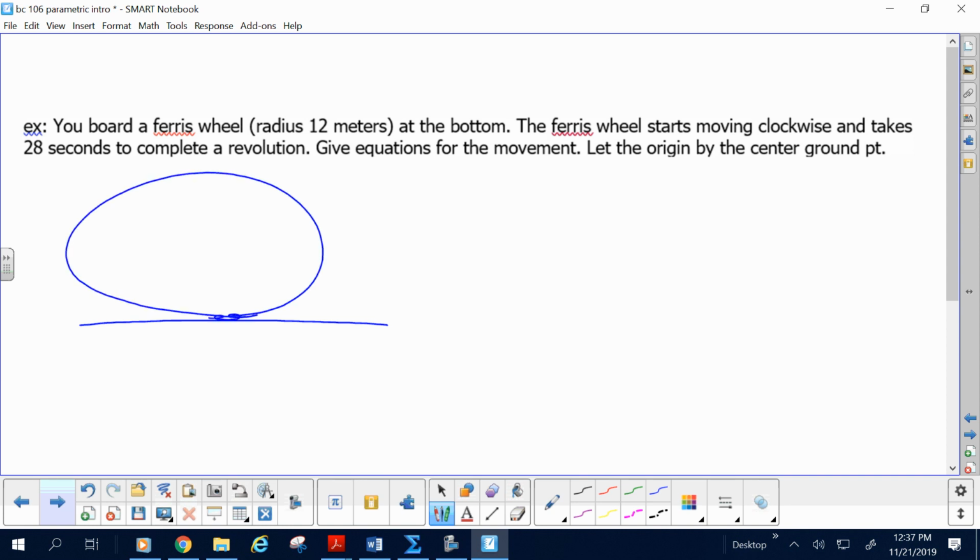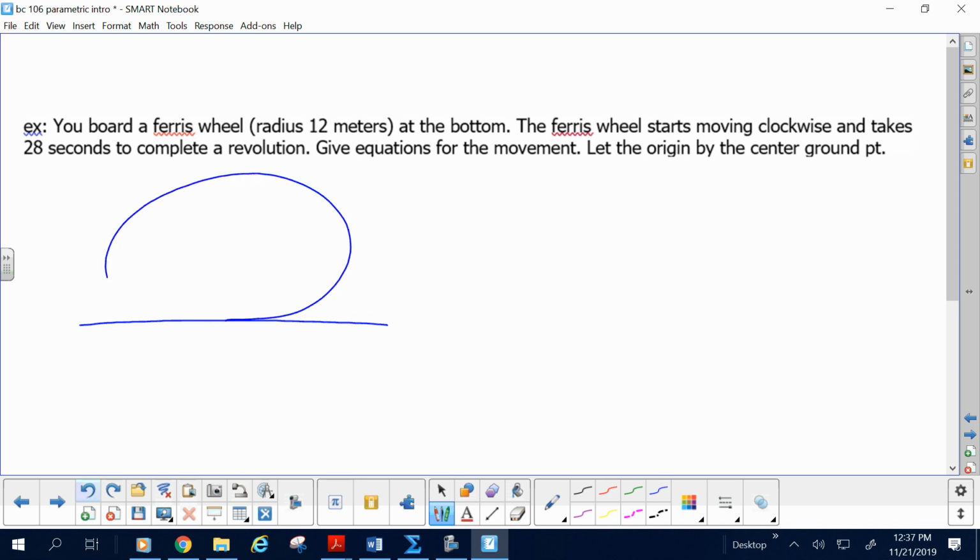The radius is, that's the worst circle I've ever done. Okay. The radius is 12 meters, and you board at the bottom. Here's you boarding the Ferris wheel with your little sweetheart. There you go. You with me? It moves clockwise, so it moves this way, and it takes 20 seconds to complete a revolution. Now, all that's great. I want you to give me equations that model that movement.